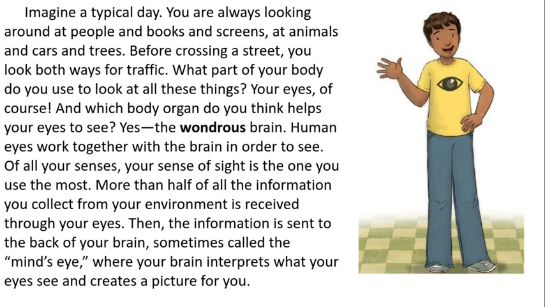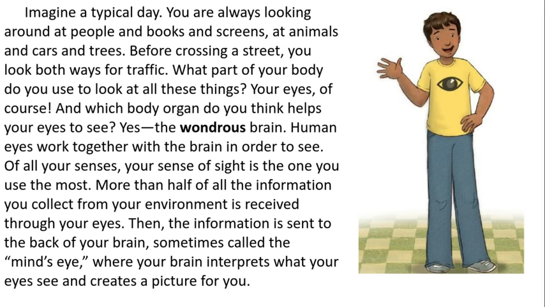Imagine a typical day. You are always looking around at people and books and screens, at animals and cars and trees. Before crossing a street, you look both ways for traffic. What part of your body do you use to look at all these things? Your eyes, of course. And which body organ do you think helps your eyes to see? Yes, the wondrous brain. Human eyes work together with the brain in order to see.